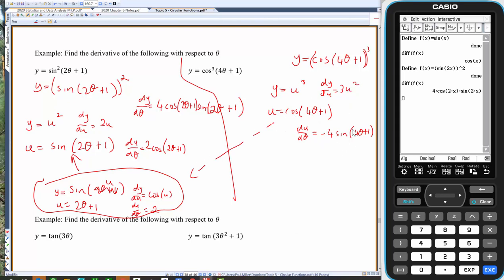Now what we're going to do is multiply these two things together. I'm going to do 3 times 4, which is 12. So dy/d theta is equal to negative 12. Now let's do our u sub. That's cosine squared of 4 theta plus 1, times sine of 4 theta plus 1. So it's that multiplied by that, complete with the u substitution.